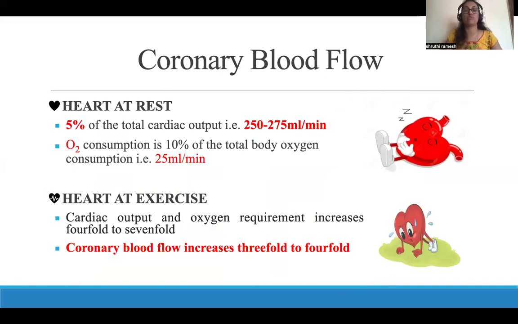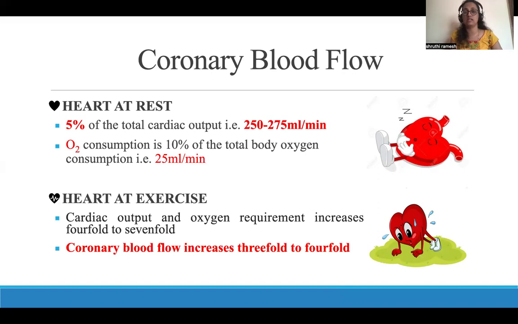Whenever the heart is at rest, it receives around 5% of the total cardiac output, that is around 250 to 275 ml per minute of blood flow, whereas the oxygen consumption is around 10% of the total body oxygen consumption, that is around 25 ml per minute. Whenever the heart is exposed to stress or exercise, the cardiac output and the oxygen demand increase 4-fold to 7-fold. In order to meet that, the coronary blood flow also increases 3-fold to 4-fold.